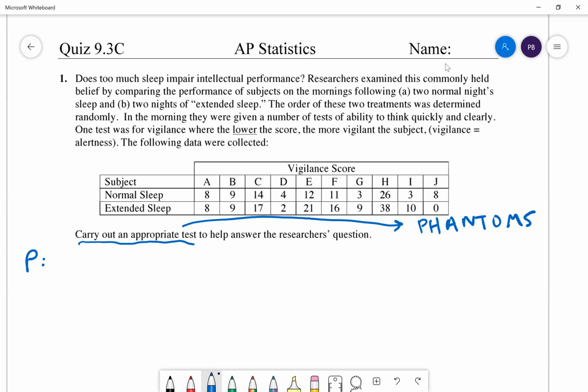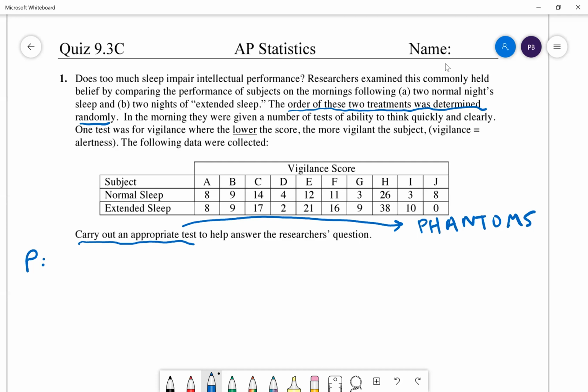And before we do that, let's think about this scenario a little bit. This is actually an experiment because it says the order of the treatments was determined randomly. In other words, we're randomly assigning treatments, so it's definitely an experiment. And this is actually a matched pairs design. So we know that because each subject is getting both treatments, right? Each subject is getting 2 normal nights sleep and 2 nights of extended sleep, and they're measuring the score on this exam after each of those treatments for each subject. So this is a matched pairs design.